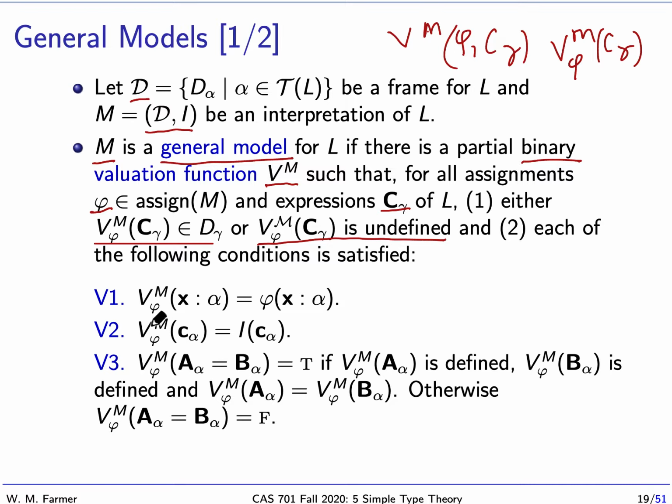The first says that the value of a variable is whatever phi says the value of the variable is. And the value of a constant is what I says the value of the constant is. And the value of an equality is true if the value of A is defined, the value of B is defined, and these two values are equal. Otherwise, the value is false. So in particular, if the value of A or the value of B is undefined, the value of the equality is false.